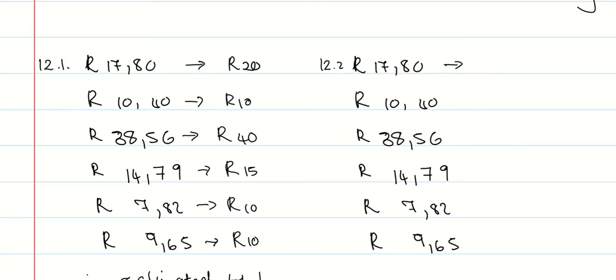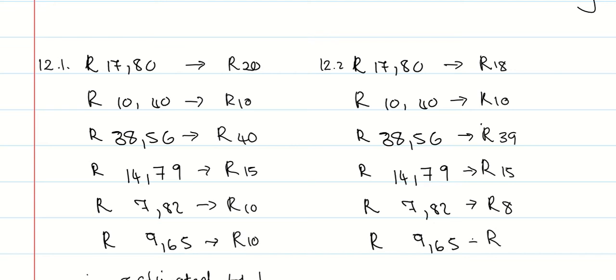If I round this off, the answer will be 18. If I round this off to the nearest rand, I'm looking to the nearest number. Who can tell me? Well done, that's 10 rand. And this one will be 39, that's good. And then 15, and then 8 rand, and then 10 rand. Right, so now we can add up. We can say 8 plus 10 plus 8 is equal to 18 plus 15.